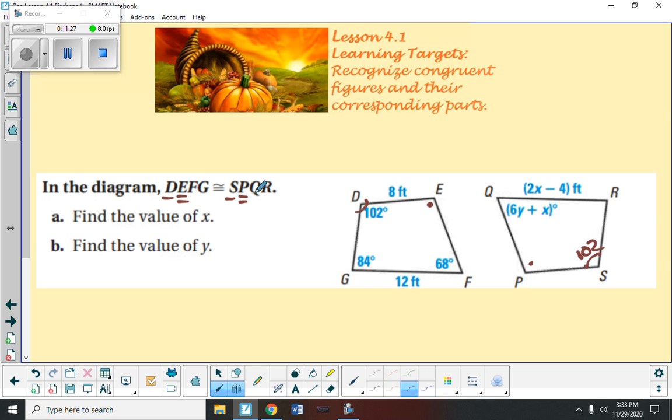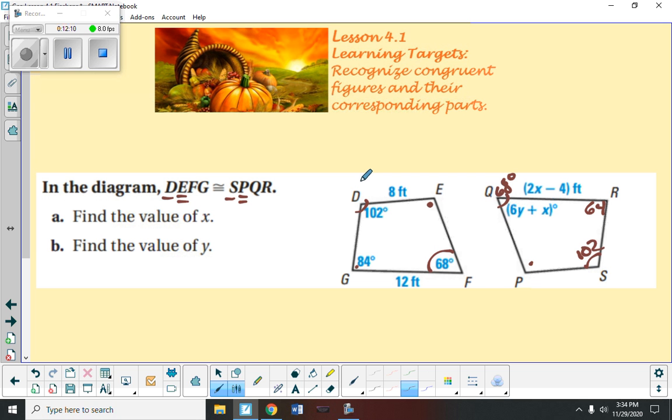Next, we know angle F and Q are congruent to each other. So F is this one, Q is this one. So we know that this is equal to 68, and it is also equal to 6y plus x. So we're going to be able to use that 68 to solve that. And then lastly, angle G, which is this one, is congruent to angle R, which is this one. So you know that this is 64. Now it says find the value of x, and then find the value of y. In this one right here, there is an x and a y, so I can't solve that just yet.